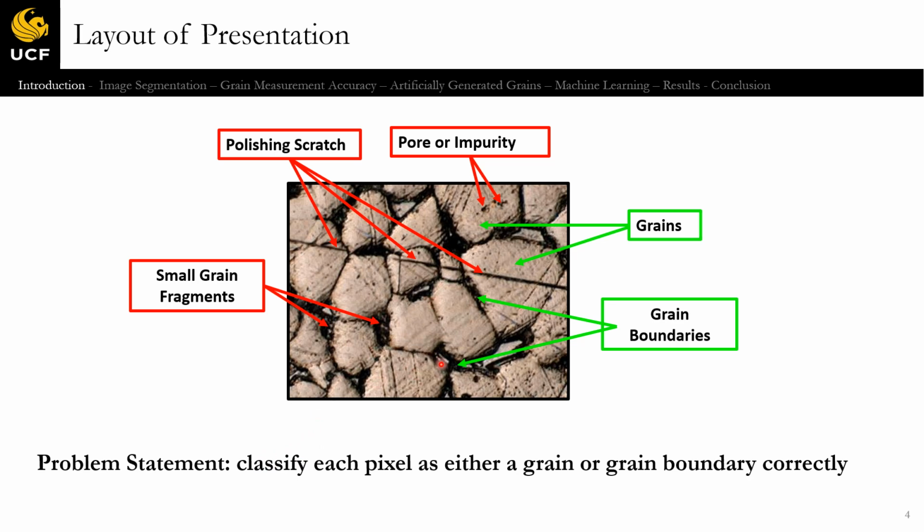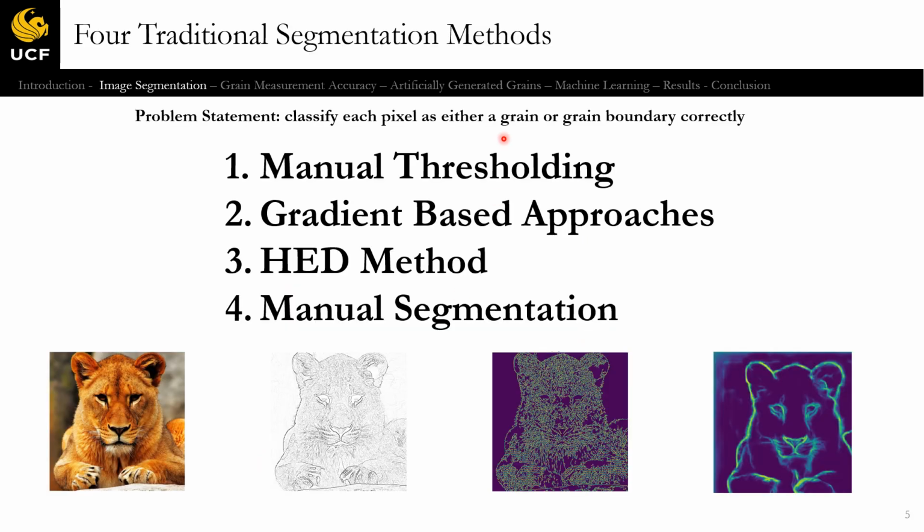Classify each pixel as either a grain or a grain boundary. So now let's talk about 4 traditional segmentation methods. Maybe more could be added, but for this work I found these to be the main and the best approaches to classifying pixels as grains or grain boundaries. And I have them shown at the bottom here if they were applied to this image of a lion. So there's manual thresholding. There's a gradient-based approach, which is shown here. Manual thresholding is shown here.